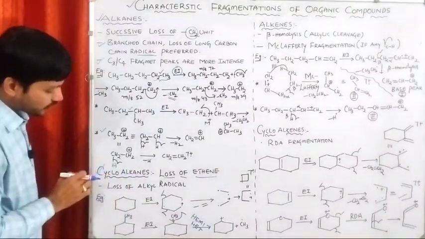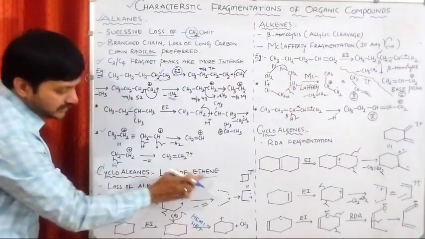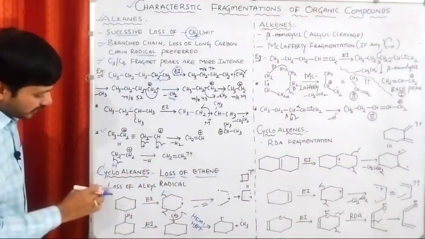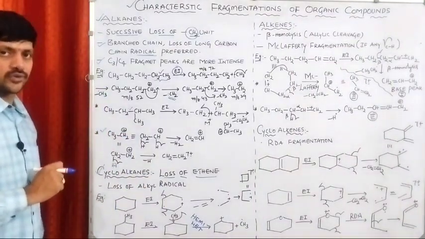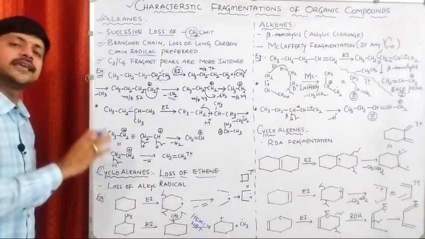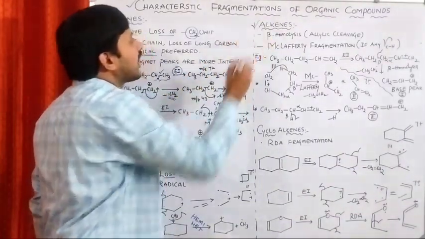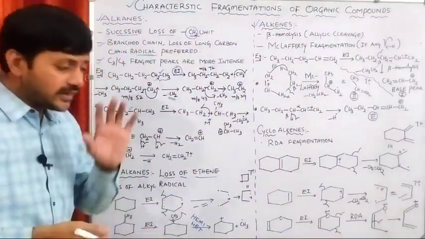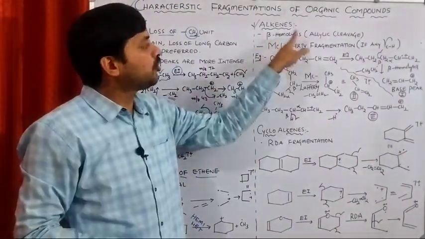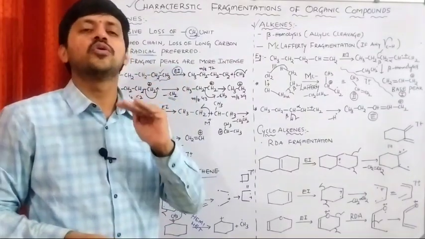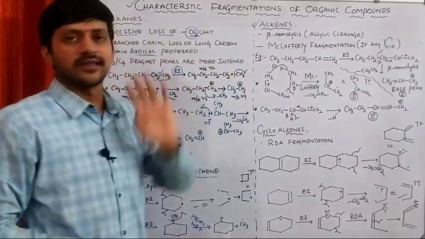Okay. So this is about cycloalkanes. In case of cycloalkanes, loss of ethene is one particular rule and loss of alkyl radical in case of the substituted cycloalkanes. These are the two rules in case of cycloalkanes. Now come to the next topic, that is alkenes. In alkenes, what is the first rule? Do the beta homolysis. Beta homolytic cleavage is the preferred one always for the alkenes.